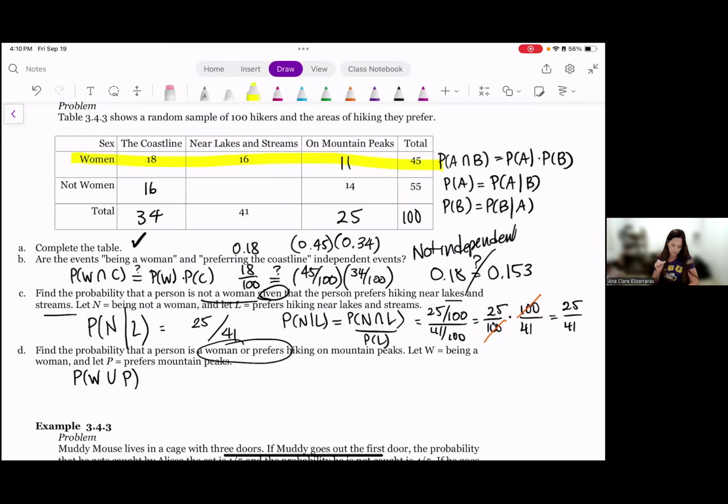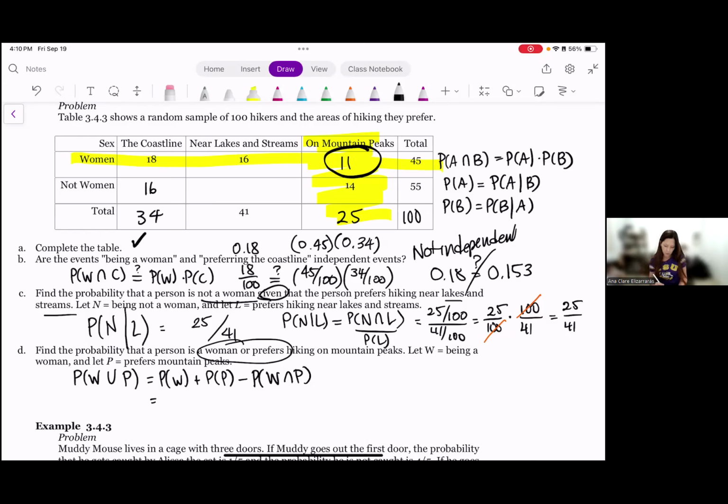Woman or prefers hiking on mountain peaks. So where the double shading occurred was at 11. So I would want to say woman, which is 45. Let me write the notation for you without the numbers really quickly. This is the same thing as the probability of being a woman plus the probability of preferring mountain peaks minus the probability of being a woman and preferring mountain peaks, so I don't double count you.